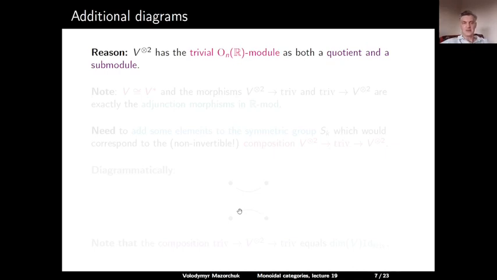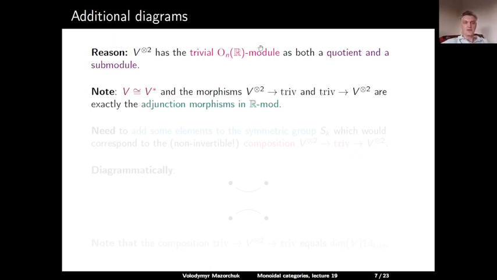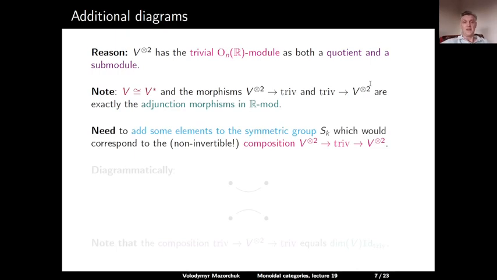So the difference between this example and the previous example is that the second tensor power of V has the trivial module over the orthogonal group, both as a quotient and as a submodule. One can note that V is isomorphic to V dual, and the morphisms from the second tensor power of V to the trivial module and from the trivial module to the second tensor power of V are exactly the adjunction morphisms in the category of finite dimensional real vector spaces. So in some sense, we need to add these elements, so these morphisms, to the symmetric group.